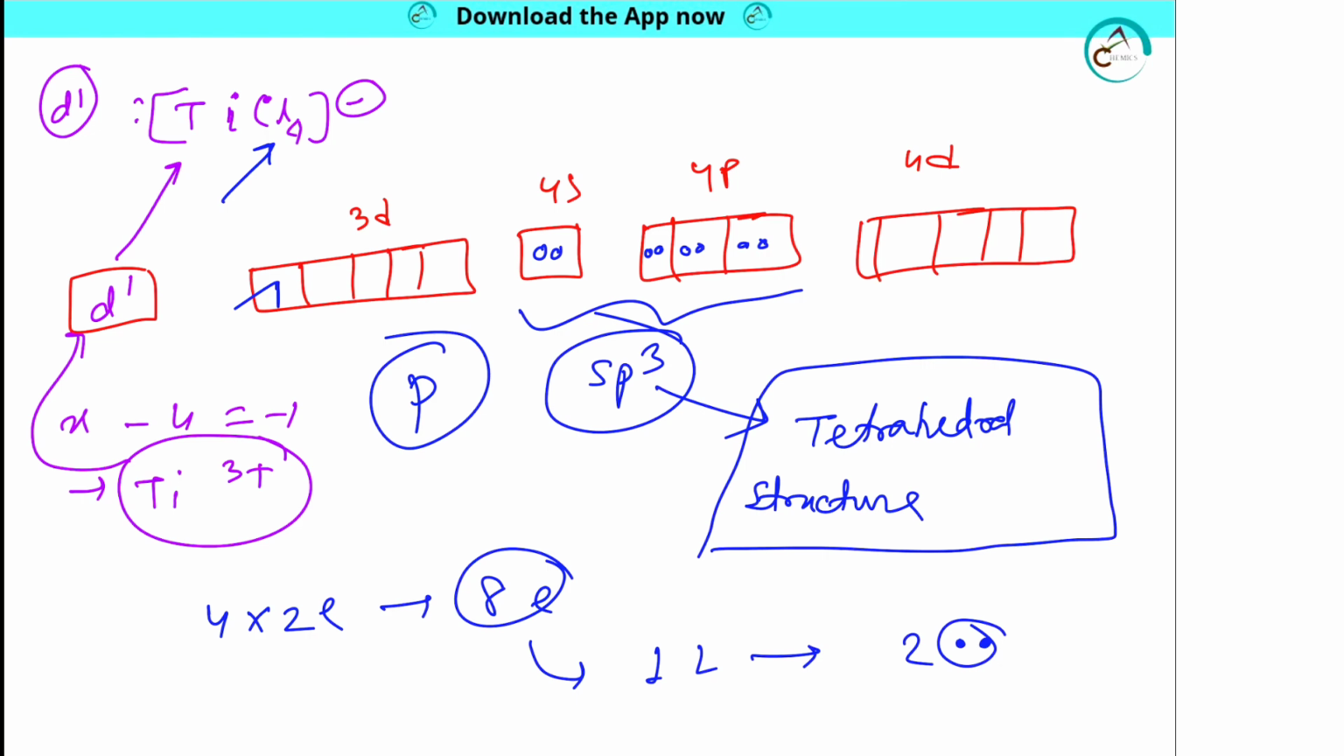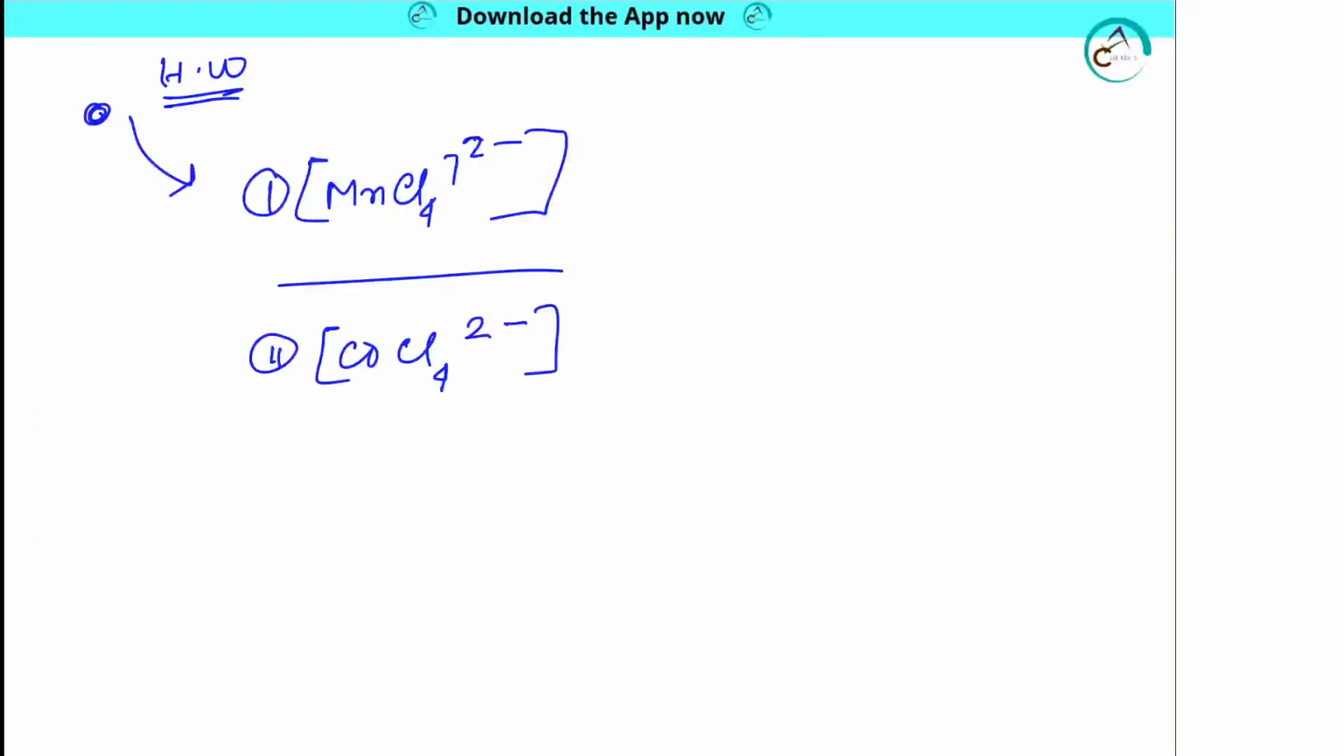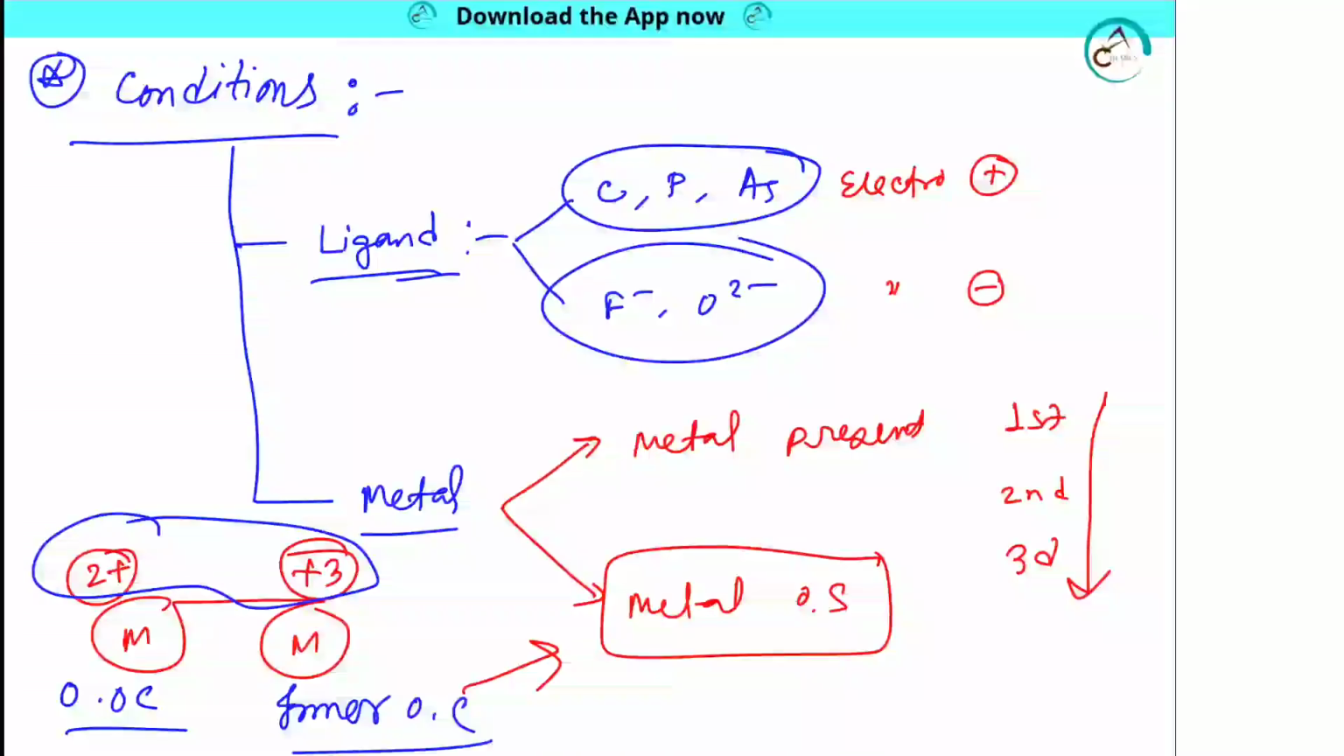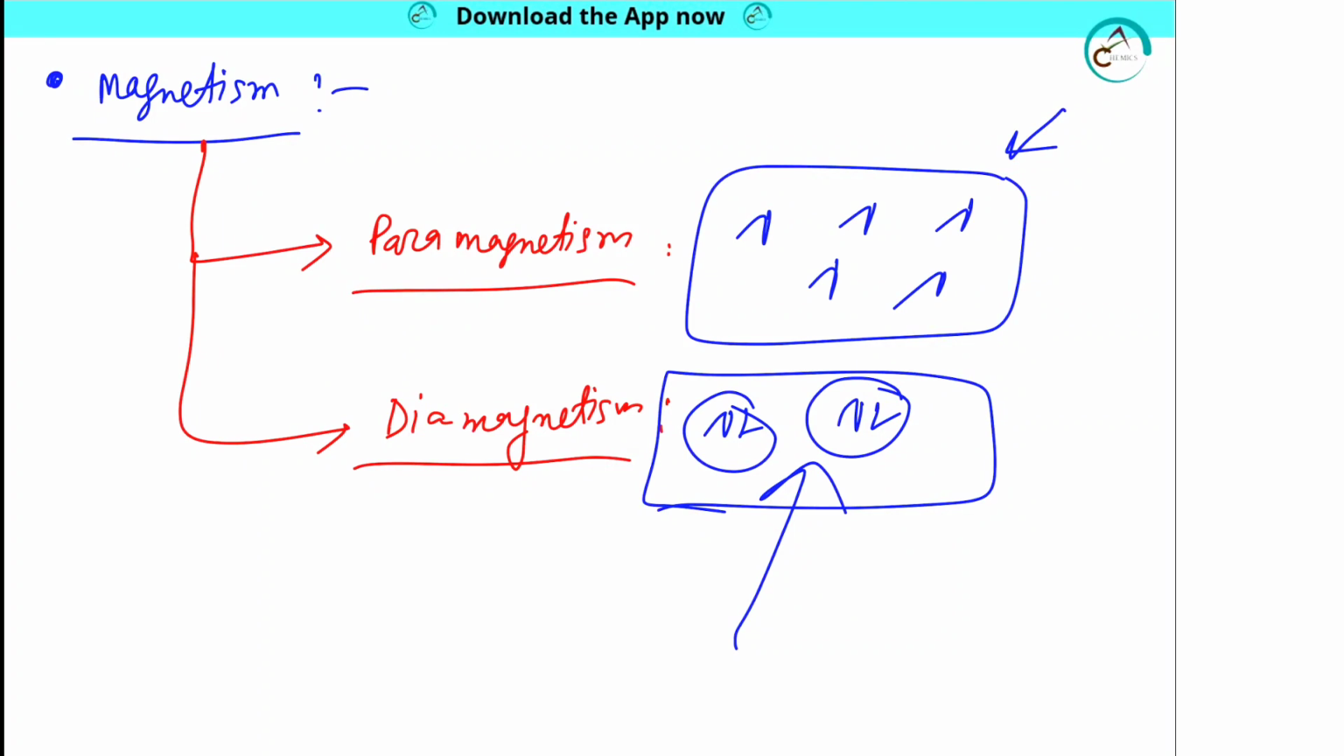So all paramagnetism and diamagnetism is based on this VBT theory, and it can be shown that this VBT theory is quite successful when it is explaining the magnetism property of a system, the magnetism property of a complex. That means whether a system is paramagnetic or diamagnetic, you can explain through this VBT theory. Okay, so now we are done with this VBT theory.